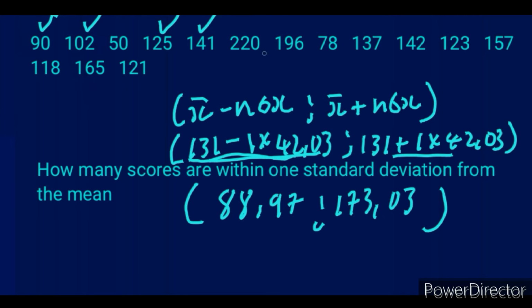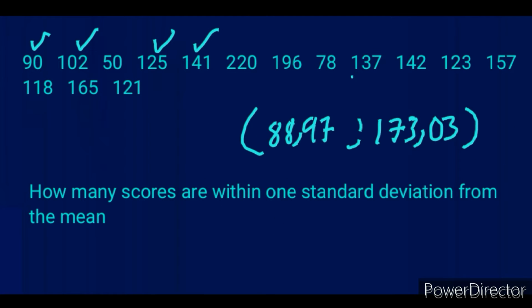What about 220? 220 is bigger than this, but it's not smaller than this. It's actually bigger than it, so it doesn't fall into this range. So 220 is not part of it. What about 196? 196 is bigger than this, but it's not smaller than this. It's not part of it. What about 78? 78 is smaller than this part, so it does not fall into this range. Alright, let's check 137.